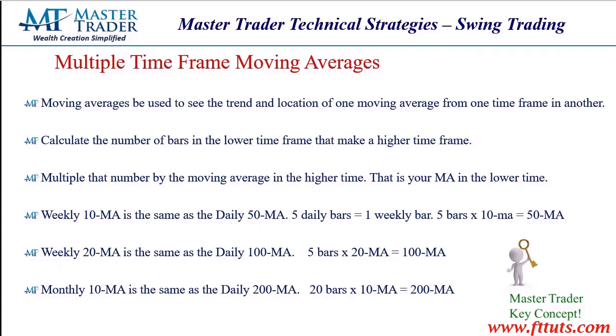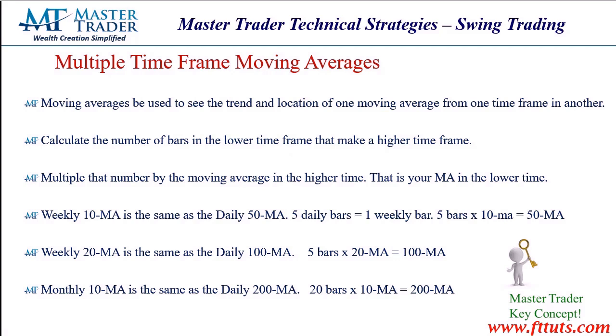Well, what we want to see is the trend and location of one moving average from one time frame to another. So we have to do a small calculation of the number of bars in the lower time frame that make up a higher time frame. Then we simply multiply that number by the moving average in the higher time frame. That's your moving average in the lower time frame. And here you have examples.